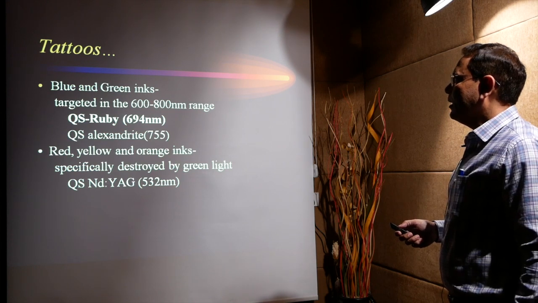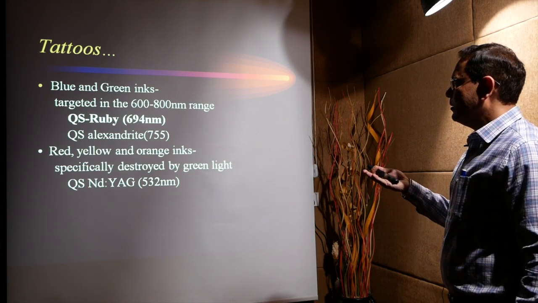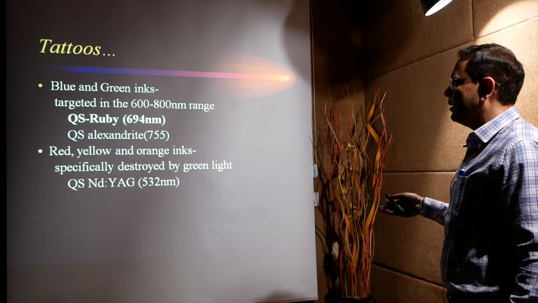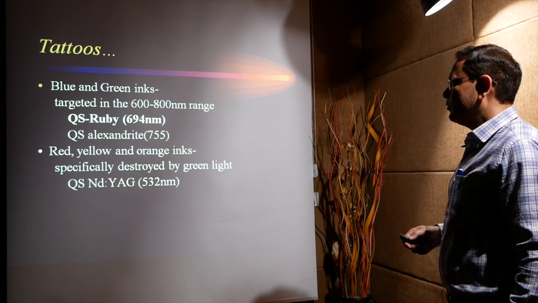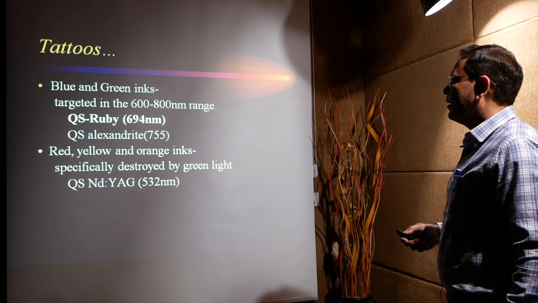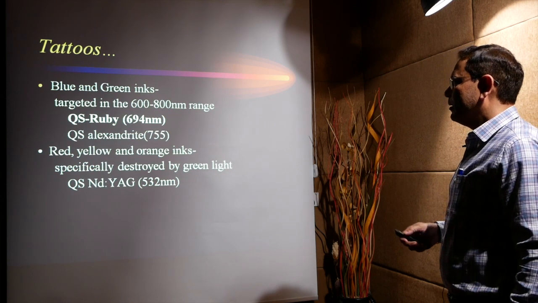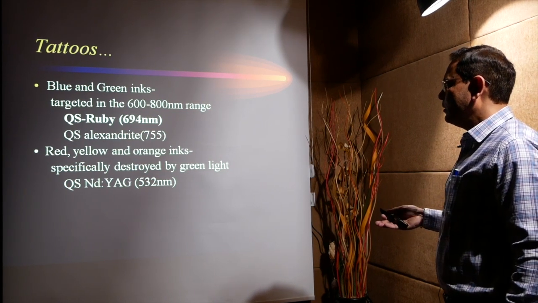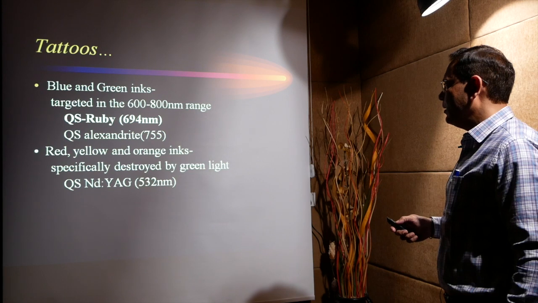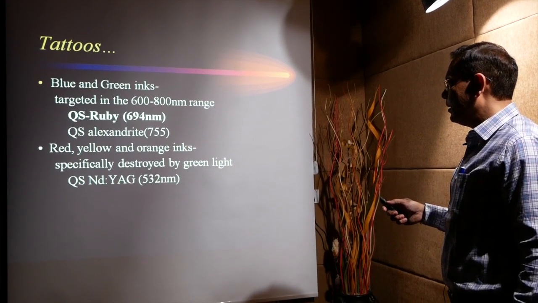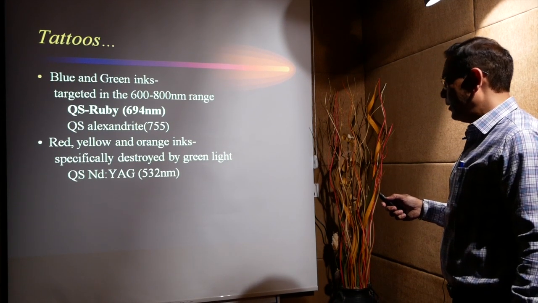Now blue and green ink are targeted in the 600 to 800 nanometer range and the common laser are Q switched ruby laser and the alexandrite laser. So out of these, alexandrite is used in our type of skin for reducing the complications. And the colored tattoos, that is the red, yellow and orange ink, are specifically destroyed by the green light, that is the Q switched Nd:YAG laser, that is the frequency doubled Nd:YAG laser with a wavelength of 532 nanometer.